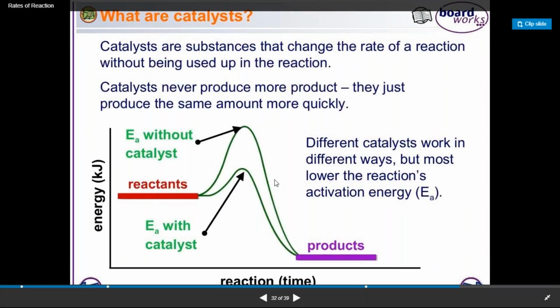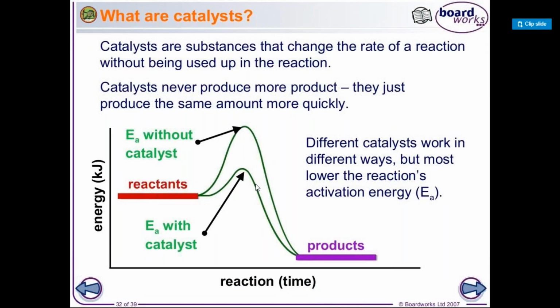And the last one, catalyst. A catalyst also increases the rate of reaction. Catalysts are substances that change the rate of reaction without being used up in the reaction. Catalysts never produce more product, they just produce the same amount more quickly. Different catalysts work in different ways, but most lower the reaction's activation energy.